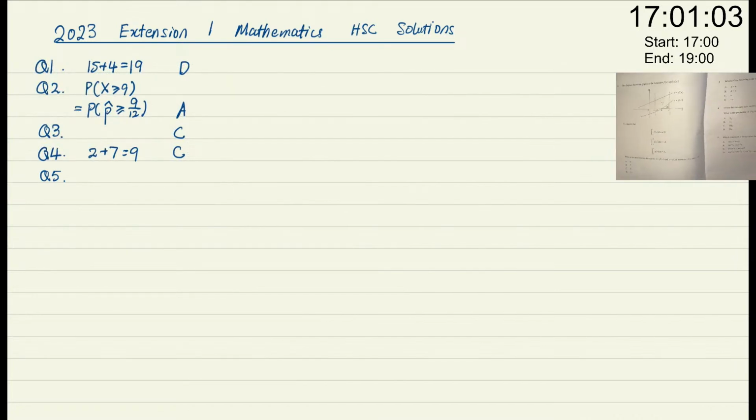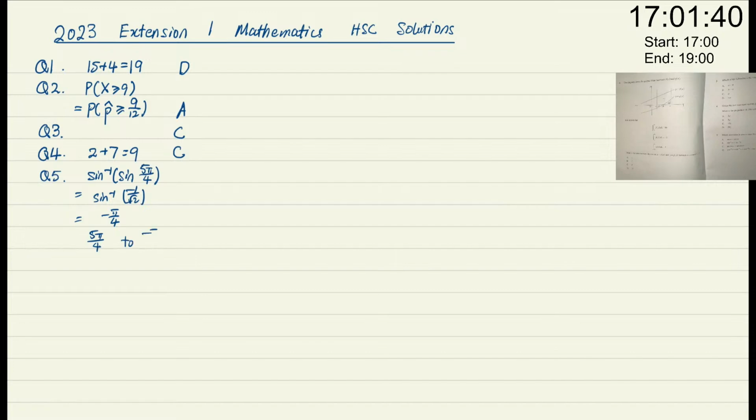Which of the following is the value of this? You just need to test a value between pi and 3 pi on 2. I would suggest something like 5 pi on 4. That should narrow it down quite quickly because we know that this is going to be sine inverse of negative 1 on root 2, which is negative pi on 4, based on the range of inverse sine. If you look at this, there is only one answer that goes from 5 pi on 4 to minus pi on 4, and that would be B.